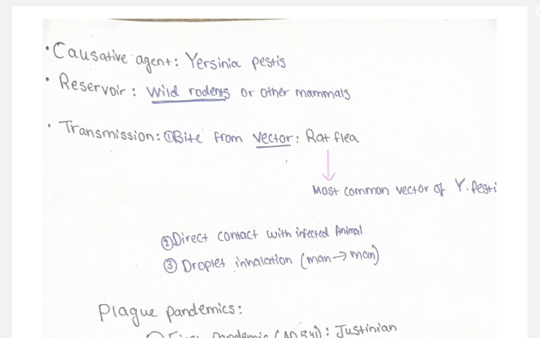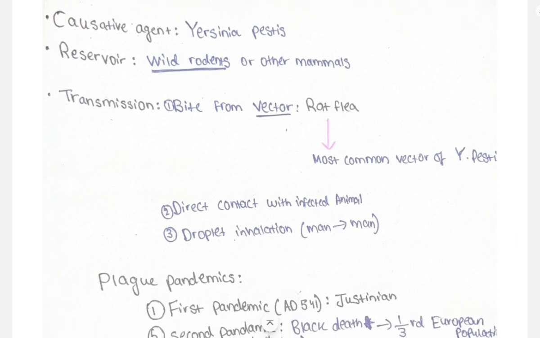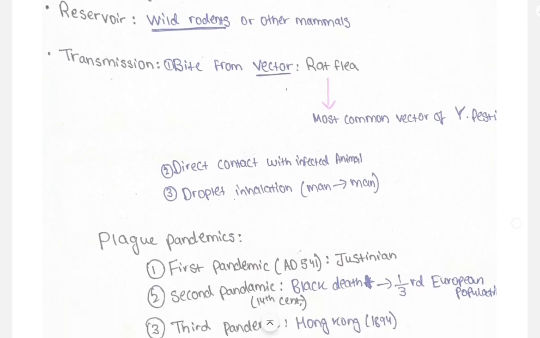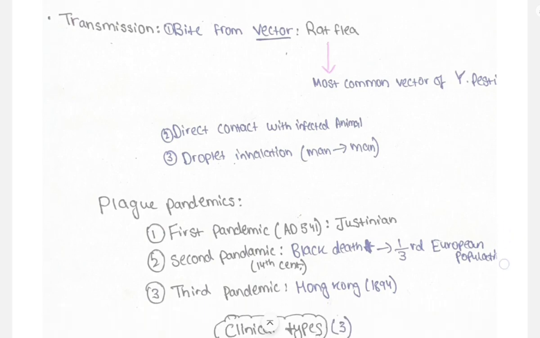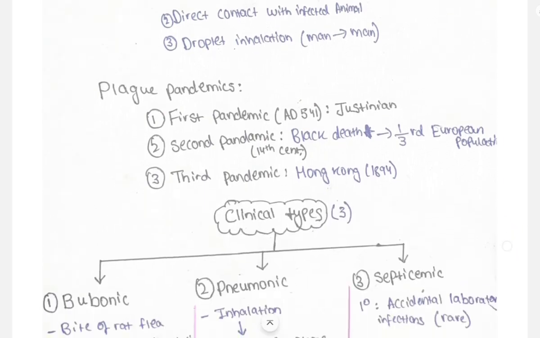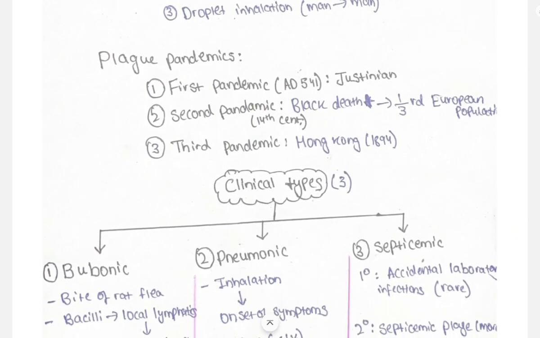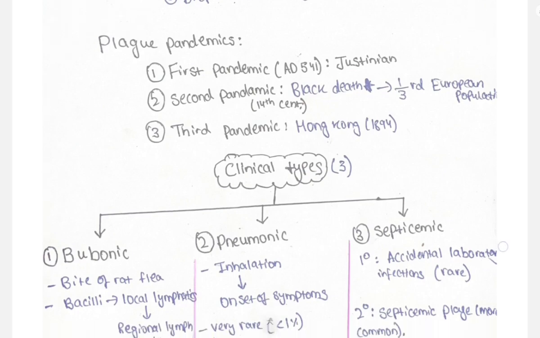Transmission was through three ways. The bite from the rat flea, which is the most common vector, causes basically bubonic plague. Then we have direct contact from the infected animal tissues. And lastly, droplet inhalation causing pneumonic. The pandemics, we had the first, the second, and the third. The second one was the Black Death, which killed a third of the European population.